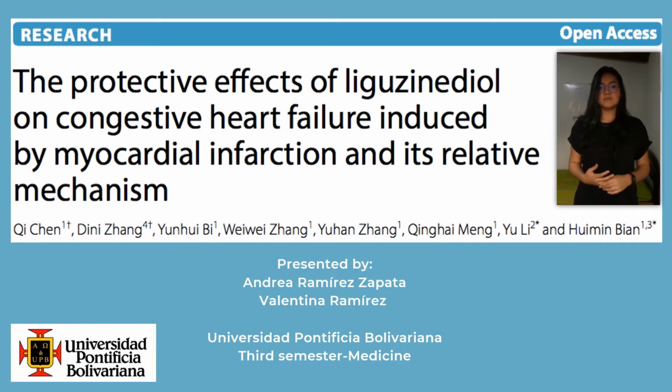The protective effects of liguzinediol on congestive heart failure induced by myocardial infarction and its relative mechanism. This is presented by Valentina Ramirez and Andrea Ramirez.